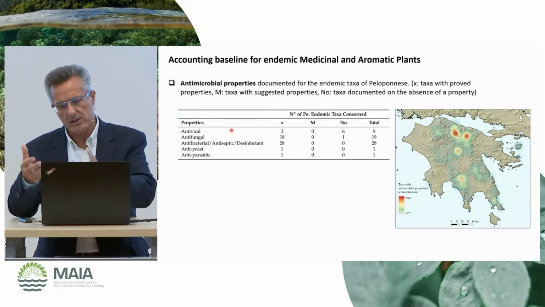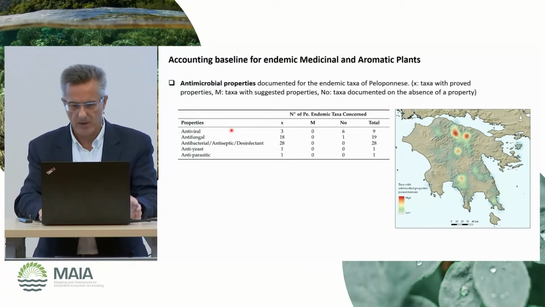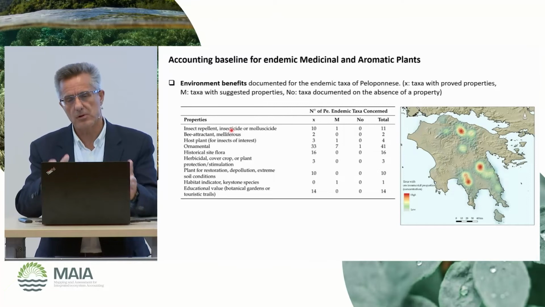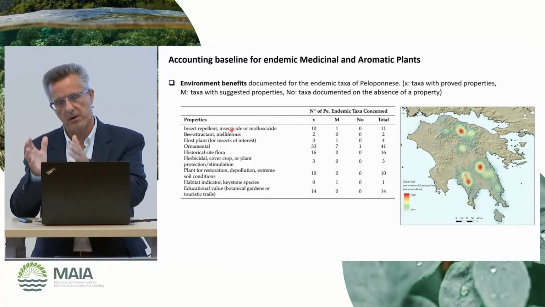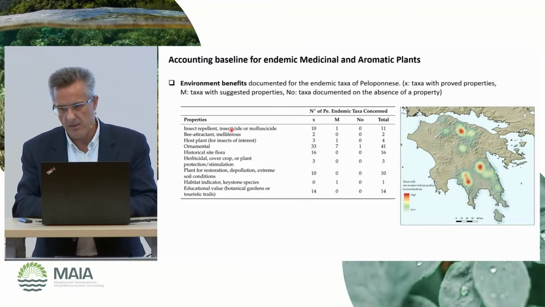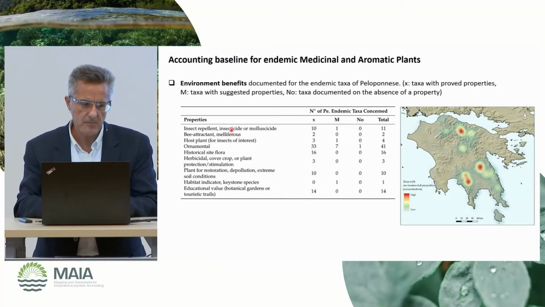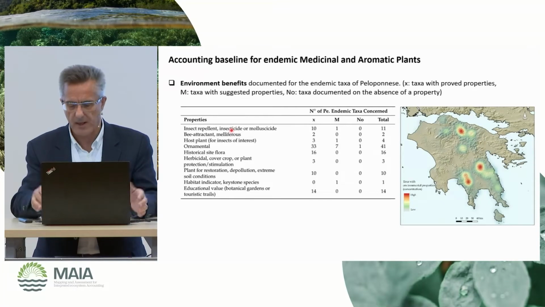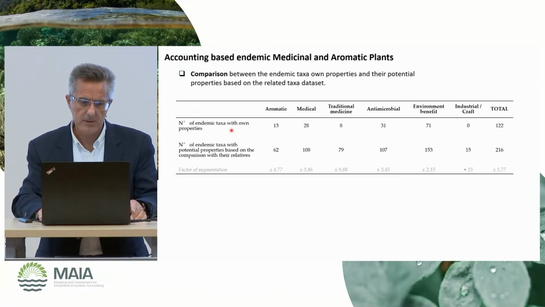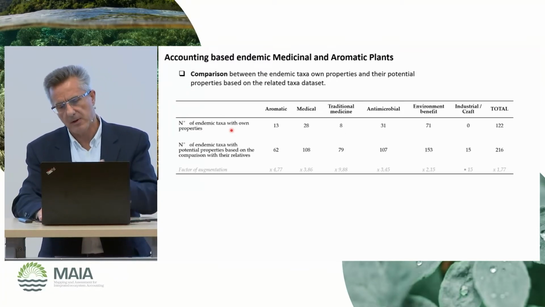Antimicrobials, or all the different categories, are represented by different maps. And also one of the issues is the environmental benefit, which is of course, in my opinion, a direct ecosystem service, related to the maintenance and regulating services. And then we compared the endemic taxa's own properties and their potential properties.